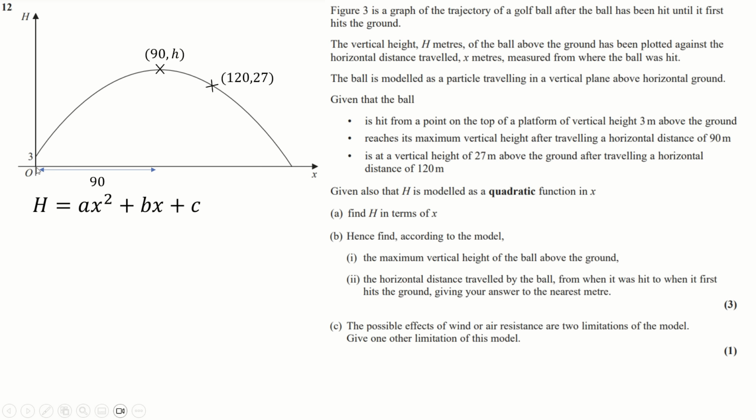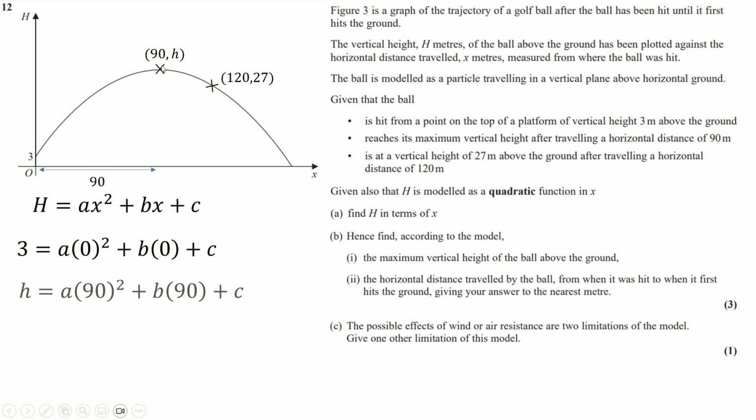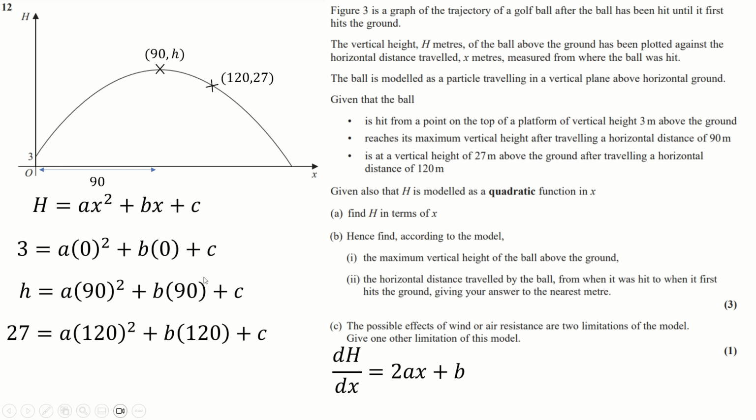Let's put all the information in. So when x is 0, h is 3. When x is 90, h is little h. When x is 120, h is 27. Now that's 4 unknowns, a, b, c, and h, and only 3 equations. So let's get a fourth equation. We know its turning point is when x is 90. So if we work out dh by dx, and then put in x is 90, dh by dx is 0 there, because it's its turning point. So we get 0 equals 180a plus b, and that's our fourth equation.